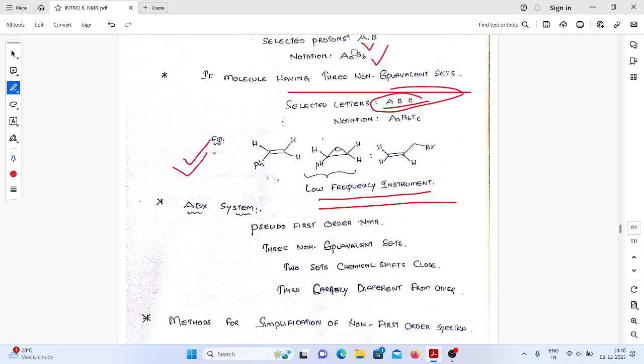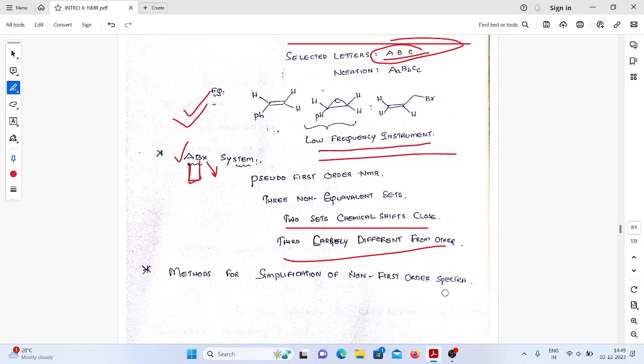Right? The first one is the AB system, the second is the ABC system, the third is the ABX system. In this case, what happens? The first two chemical shift values are closer, and the third proton's chemical shift value is large. So we have three non-equivalent sets of protons in which two sets have closer chemical shift values, and the third is going to be higher. Right? This is all about the first order and non-first order NMR spectra.